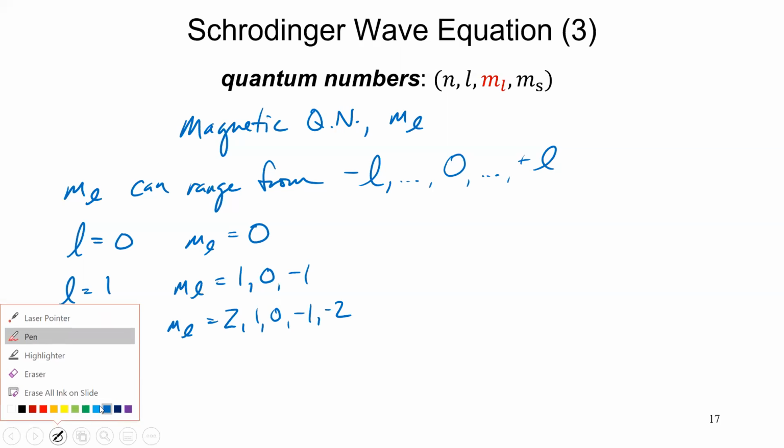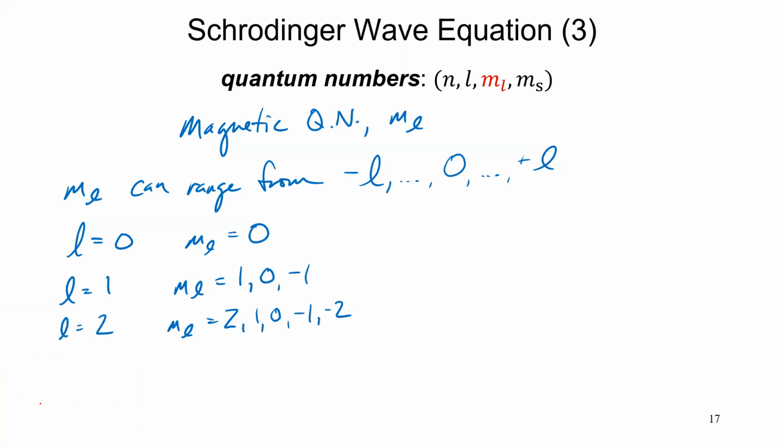When we talk about M sub L values, we start with shells, and then we went to subshells. By the time we get to M sub L, we're talking about individual orbitals, okay? And so we call these different orbitals. Perhaps that's a term that you remember from high school chemistry, right? S orbitals, P orbitals, D orbitals.